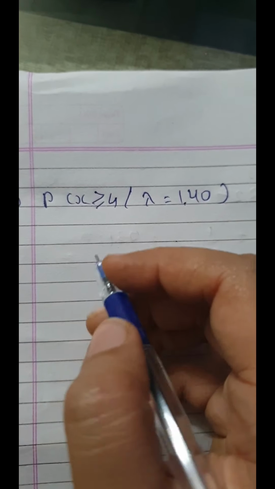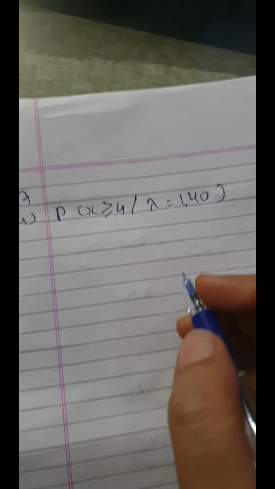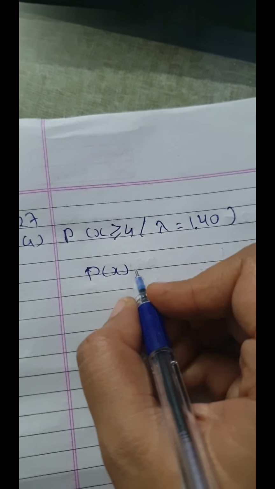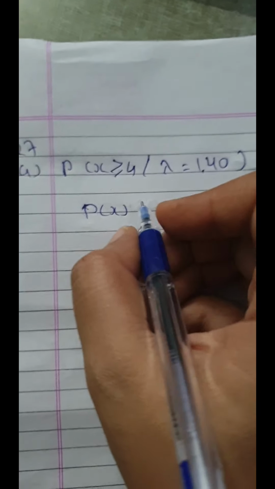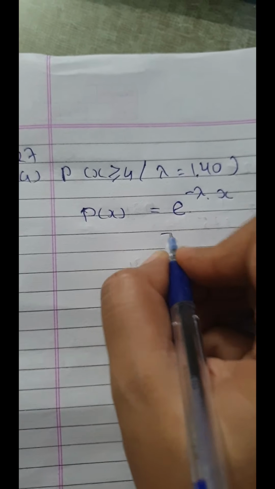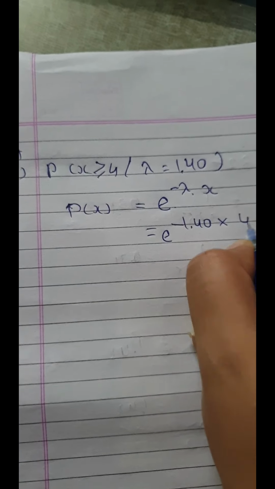First one, P of x greater than or equal to 4, lambda equals 1.40. Here you have to focus on one thing: whether it is greater than or less than. You have to focus on it, right? Because I will show you why. Later on I will discuss it. In the first case, it is greater than or equal to 4. So the formula for the exponential probabilities, P of x equals e raised to minus lambda into x, e raised to minus 1.40 into 4.